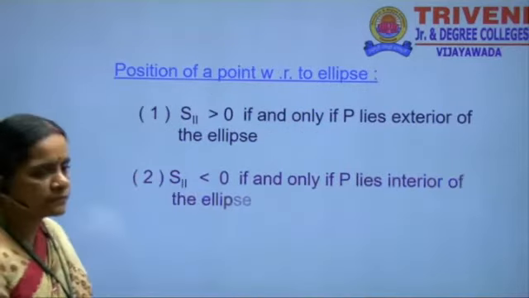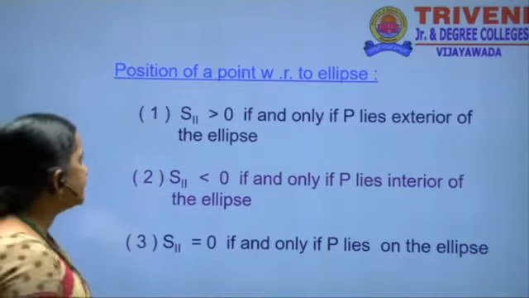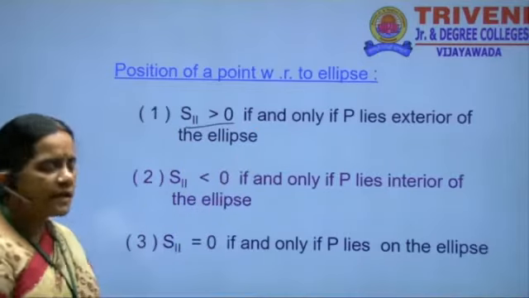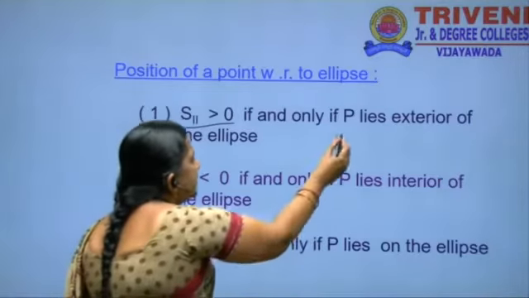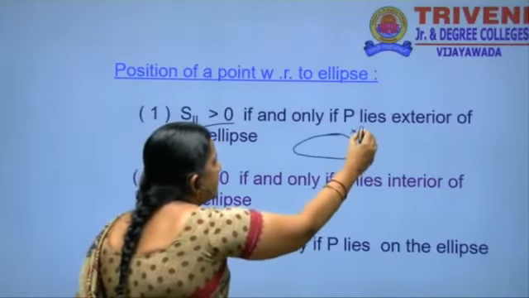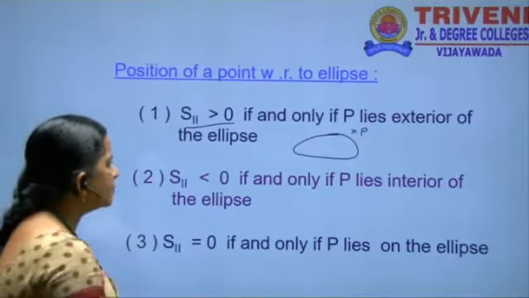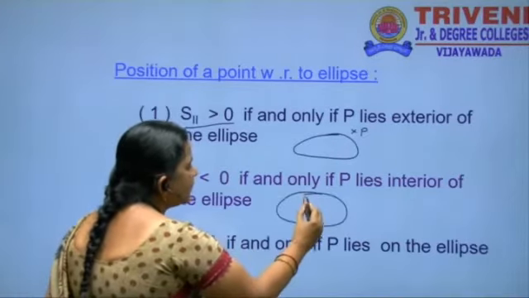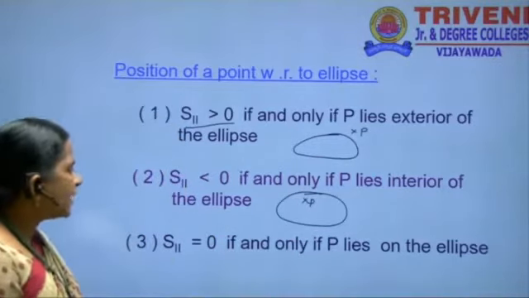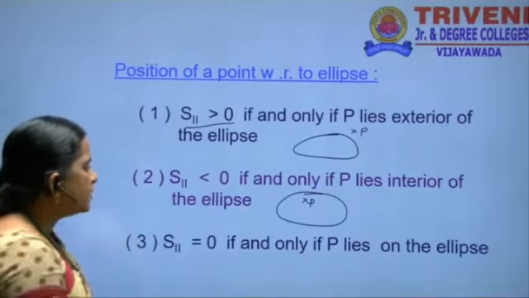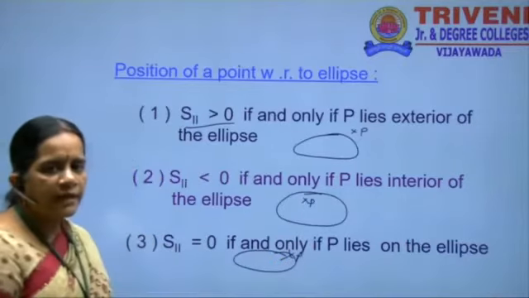Position of a point with respect to an ellipse. Suppose S11 is greater than 0. Therefore, P lies exterior of the ellipse. Suppose here it is an ellipse. Here it is P. P lies on the exterior of the ellipse. If S11 is less than 0, P lies interior of the ellipse. This is the ellipse, this is the point. P lies in the interior. Suppose S11 is equal to 0, if and only if P lies on the ellipse. This is the ellipse and this is the point.